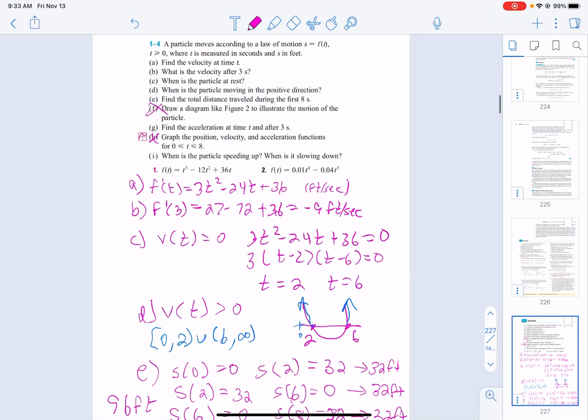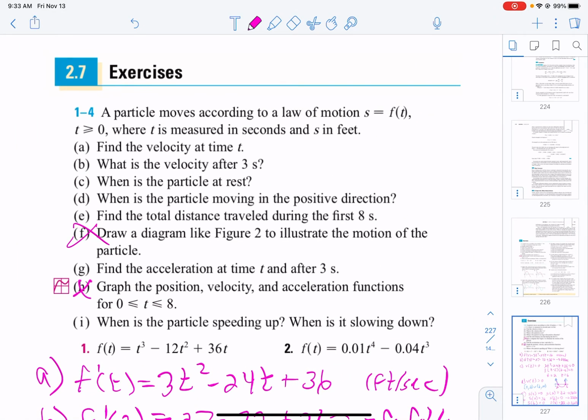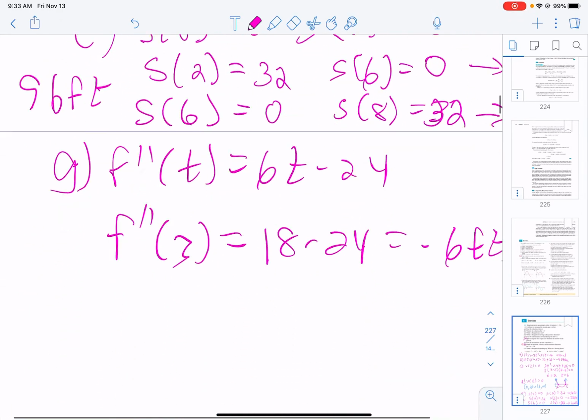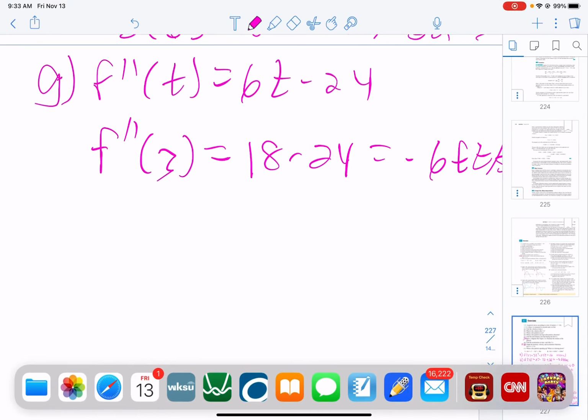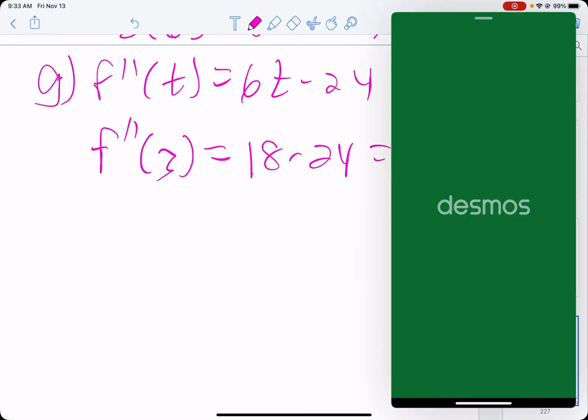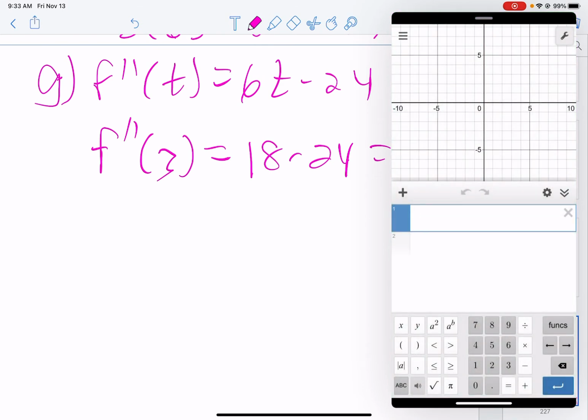Okay, what's next? Let's go back here. H, speeding up and slowing down. This is kind of an interesting one. If the velocity and the acceleration have the same sign, it will be speeding up. If they have different signs, it'll be slowing down. So let's take a look. I'm going to use Desmos as our friend here, and let's put our velocity equation from part A in.